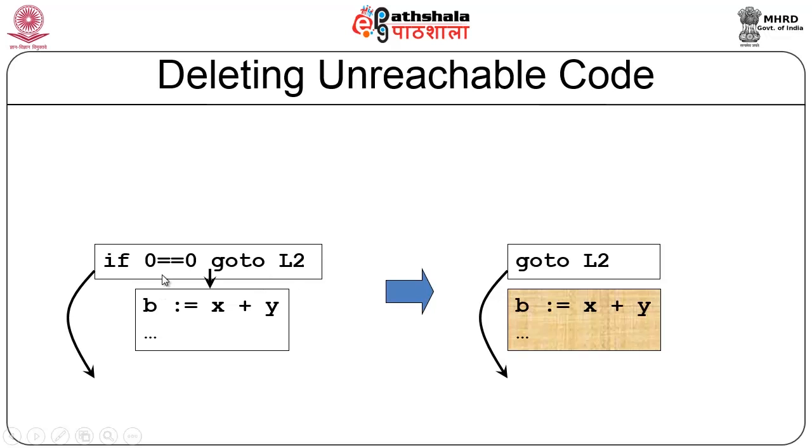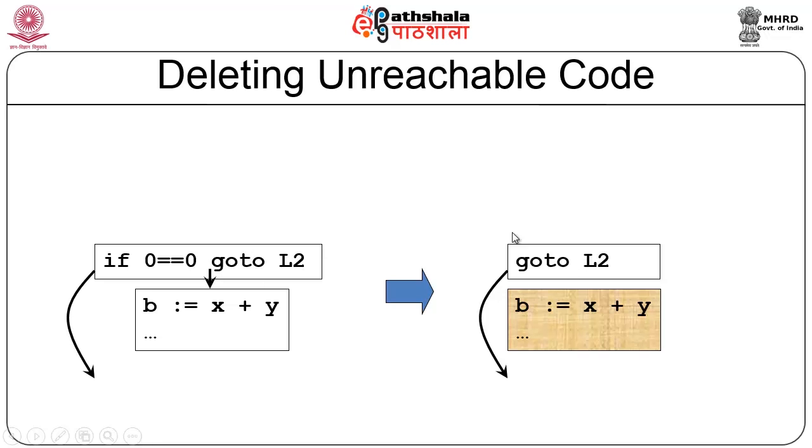Now, we know that 0 double equal to 0 is going to be definitely true because its LHS is equal to RHS. So, therefore, this path, that is the computation of B is equal to X plus Y, is never going to happen. So, what we can do is directly convert this into a go to L2, because 0 equal to 0 will be done in the optimization level itself. I will get rid of this. This will be a simple go to L2.